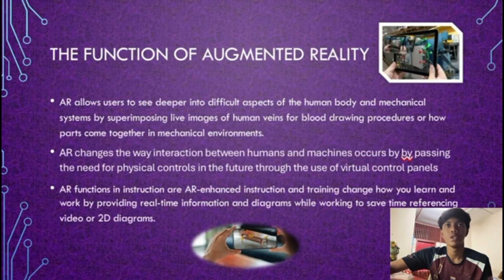So, the function of augmented reality. Augmented reality allows users to see deeper into difficult aspects of the human body and mechanical systems by superimposing live images of human veins for blood drawing procedures or how parts come together in mechanical environments.